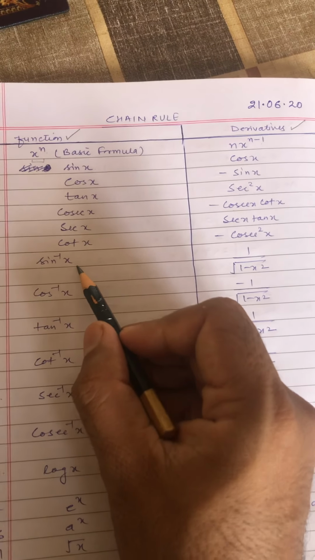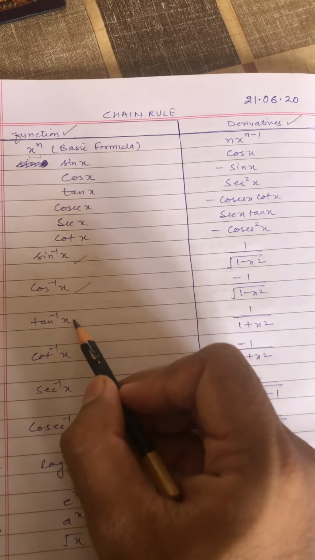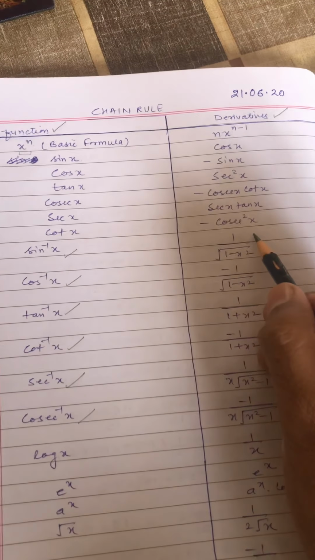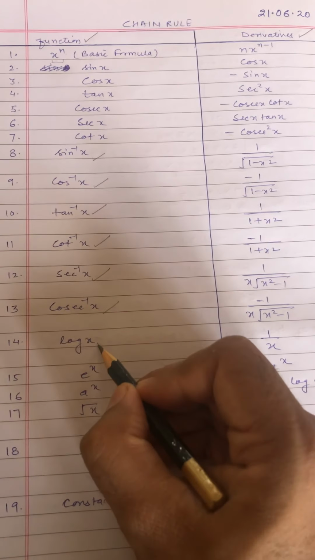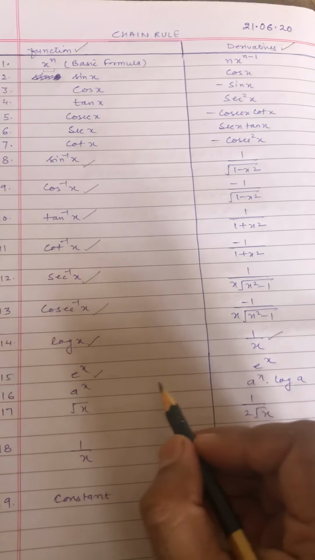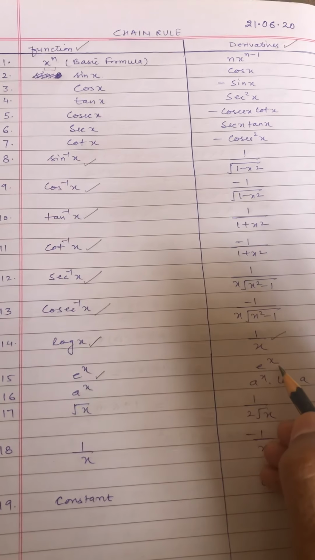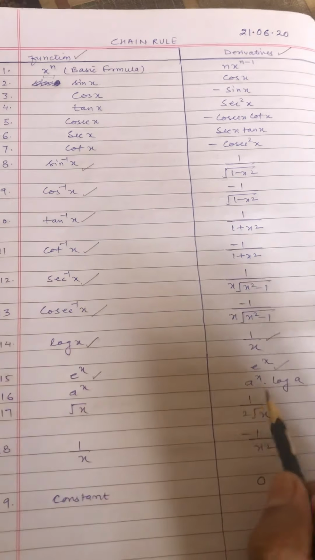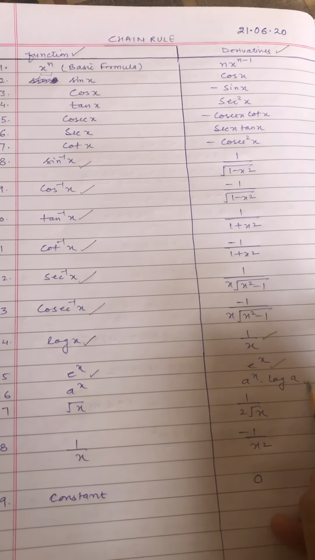And similarly sine inverse, cos inverse, tan inverse, cot inverse, sec inverse, cosec inverse. These are the derivatives. Then moving on to log x. Log x derivative is 1 by x. Then e to the power x, that is the exponential function, is e to the power x only. Then a to the power x is a to the power x into log a.